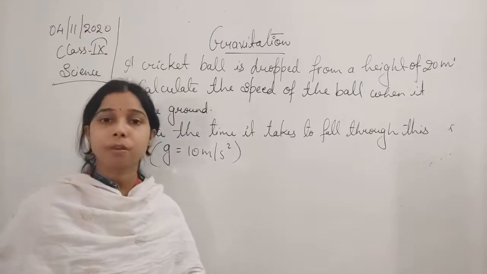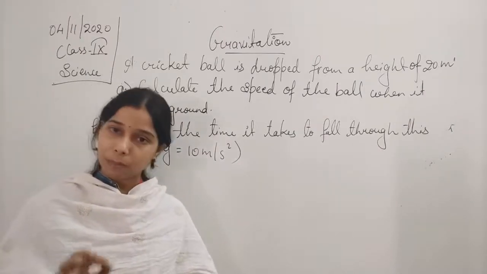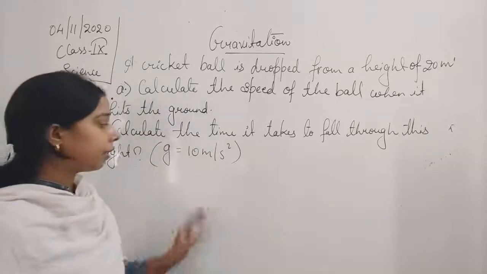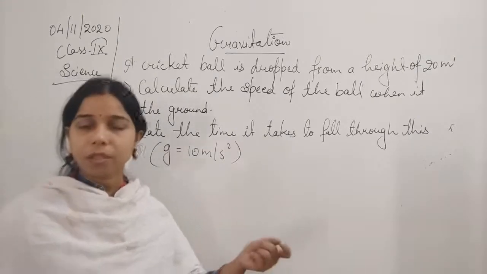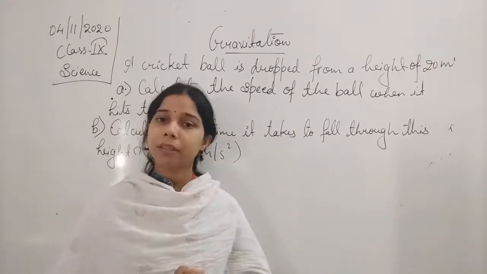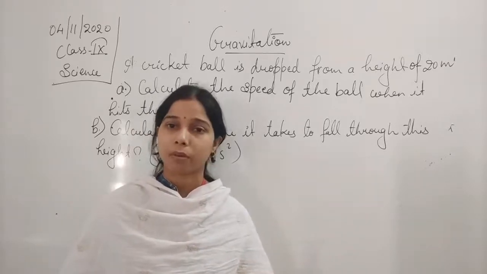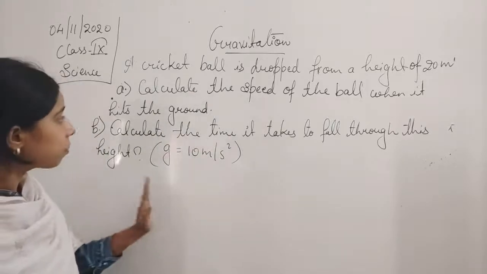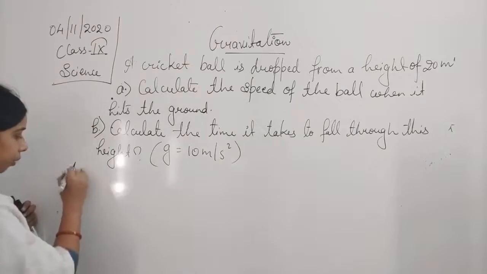Remember one thing, if suppose the value of g is not mentioned, you will always take it as 9.8. Although a small difference will come when you multiply it with 10 or 9.8, the difference will be only in the decimal, while the answers will be essentially the same. So what are the things which are given here and what are we going to find, students?